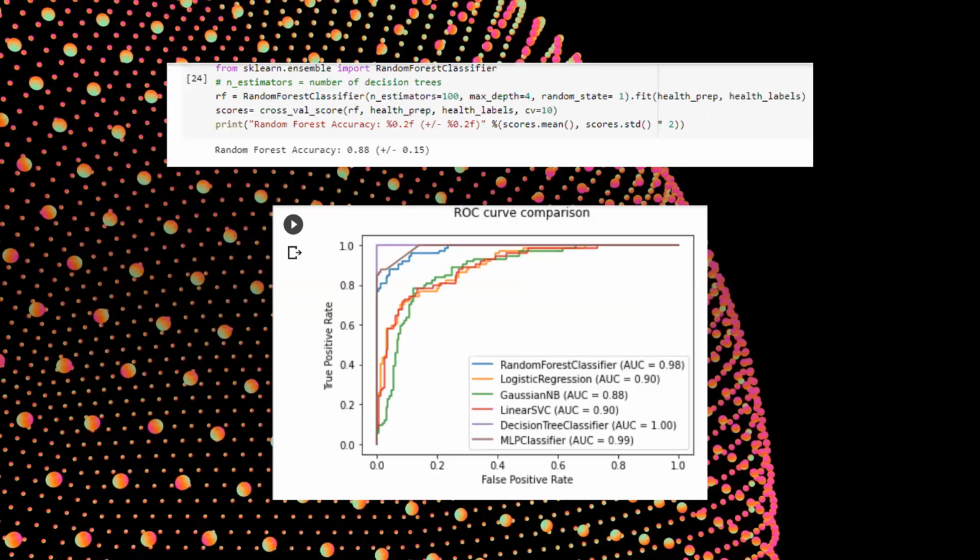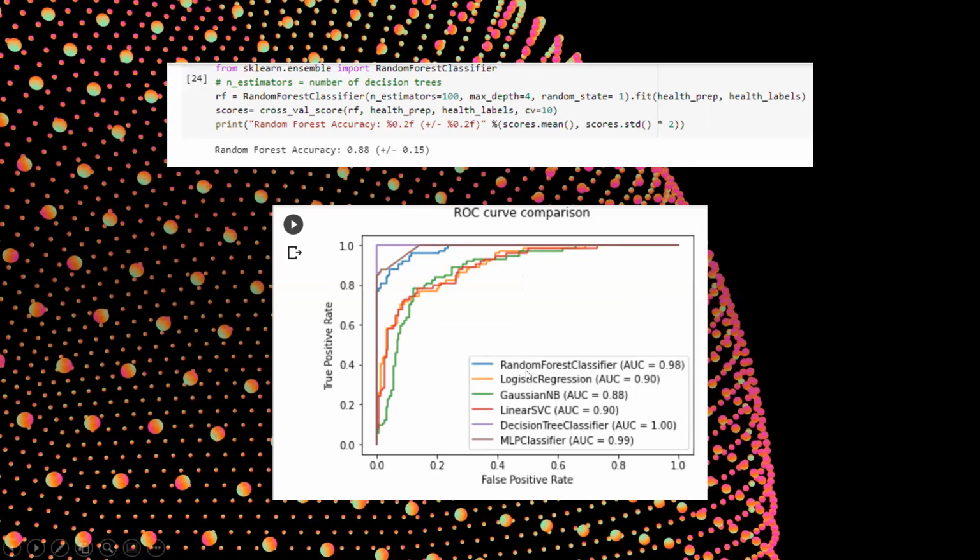Then the last one I did was the random forest classifier, and I toyed around mostly with max depth and random state a bit. I went around from 2, 3, and 4. 4 gave me the best, and random state 1 was the best, 88% accuracy with the lowest standard deviation. So that was what I kind of went with.